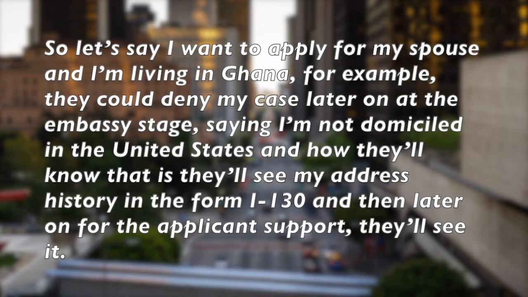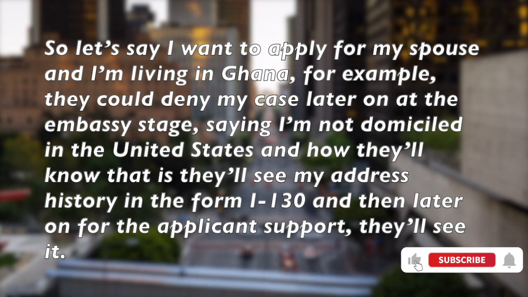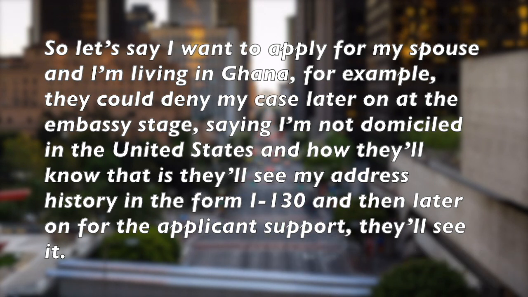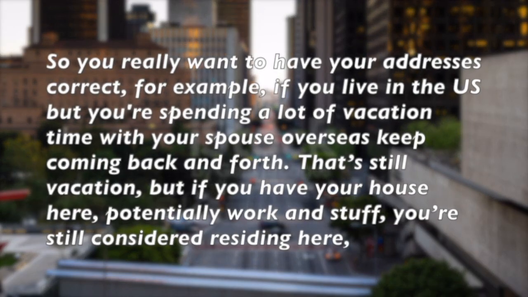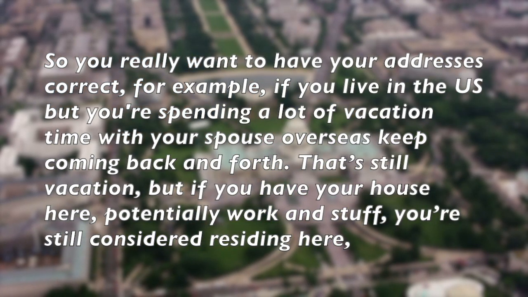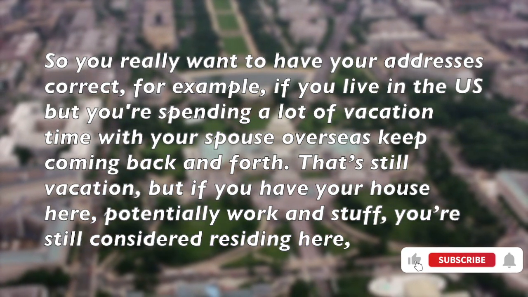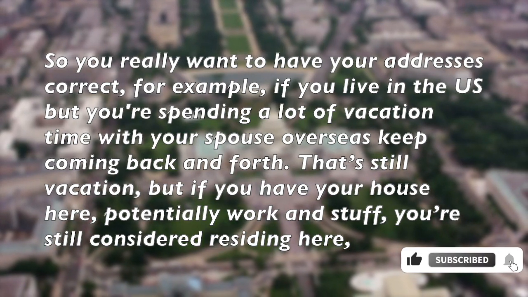So let's say I want to apply for my spouse and I'm living in Ghana, for example. They could deny my case later on at the embassy stage, saying I'm not domiciled in the United States. And how they will know that is they will see my address history in the Form I-130, and then later on for the applicant's support they will see it. So you really want to have your address correct. For example, if you live in the US but you are spending a lot of vacation time with your spouse overseas, keep coming back and forth, that's still vacation. But if you have your house here, potentially work and stuff, you are still considered residing here.